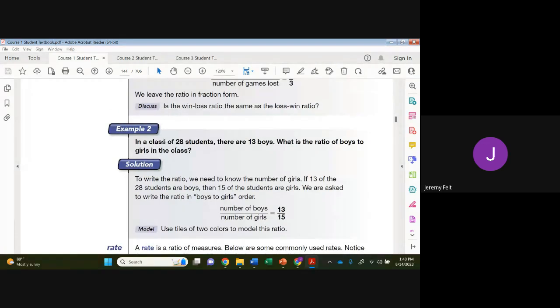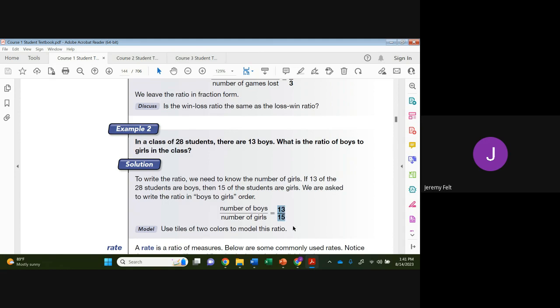So in example 2, in a class of 28 students, there's 13 boys. What is the ratio of boys to girls? Well, there's 13 boys, there's 28 in total, so we need to find the difference. 28 minus 13 is 15. So it tells us that there's 15 girls. So the ratio of boys, 13, to girls, 15, would be 13 to 15.